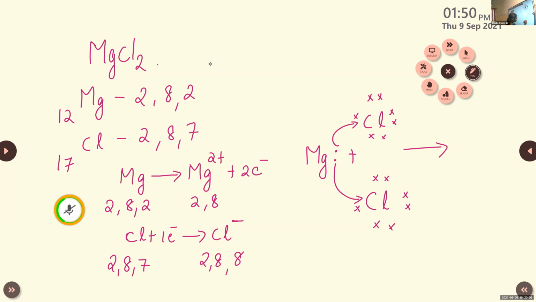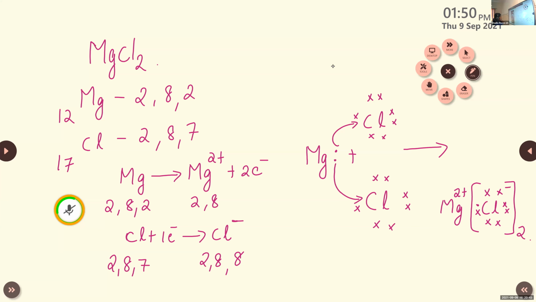Then we can draw magnesium chloride. When magnesium donates 2 electrons, it will become Mg2 plus. Then in the case of chlorine, it is Cl minus. But there are 2 chlorine atoms, so we will write 2 as a subscript. So this is the method of drawing the Lewis structure for the formation of magnesium chloride.